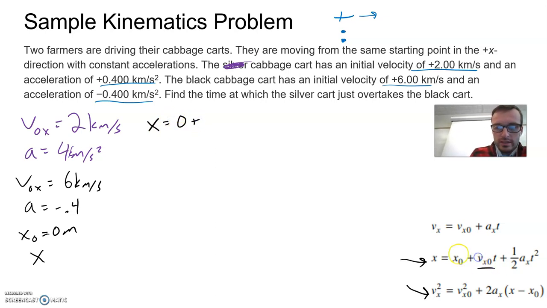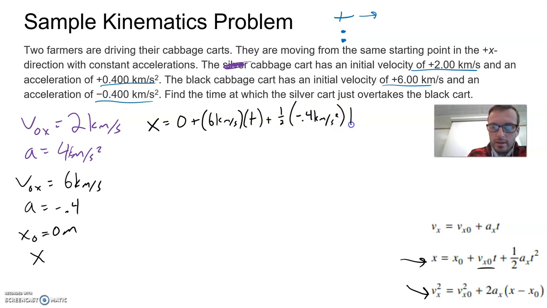Now here we go. We have v initial x, and we're talking about the black cart for this equation. So that's 6 kilometers per second, times time, which we don't know, plus 1/2, and the a is negative 0.4. I'm going to do some bad physics etiquette and maybe not write the units for every step. So that is the equation for the black cart.